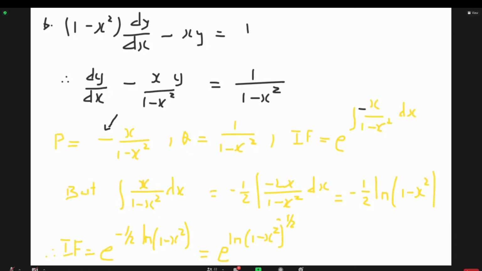We know we have to get rid of the 1 minus x squared. All right, so we divide everything by 1 minus x squared. And then this here, I have to remember to take this sign. That is going to be P. Q is this on this side here, that's fine. But the integrating factor is e to the integral of minus x over 1 minus x squared.